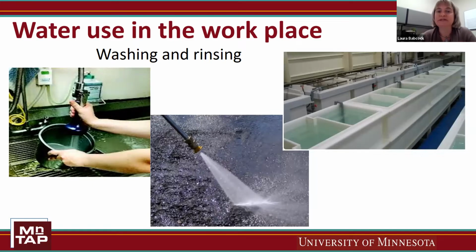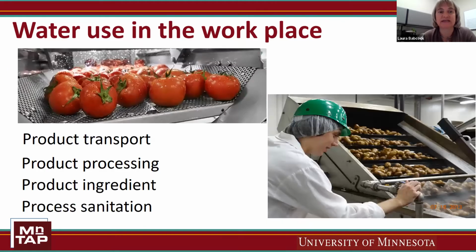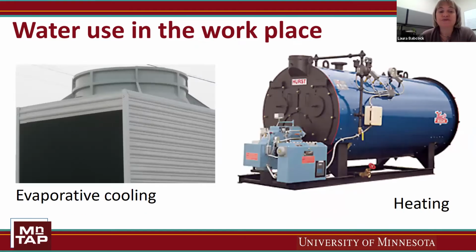We use water in the workplace for washing and rinsing in a variety of ways, both by hand and spray wands and hoses, as well as many, many tanks and cascading rinse tanks. We use water to transport product from one place to another, to wash it, as an ingredient, and as a very important ingredient in sanitation to keep our processes clean and healthy. Water is used for cooling and heating in large quantities.